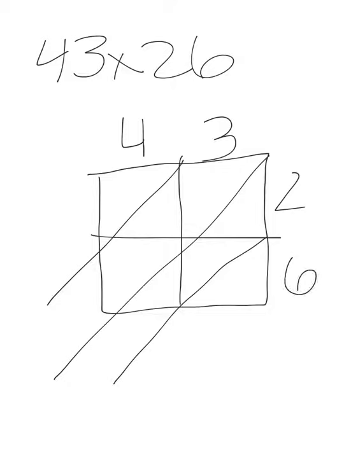First we're going to do 2 times 3, which is 6. So since it's not a 2-digit number, we do 0 and 6. Now we do 2 times 4, which is 8. So we do the same thing, 0, 8.